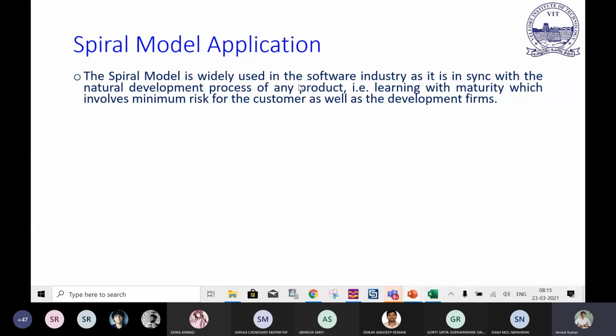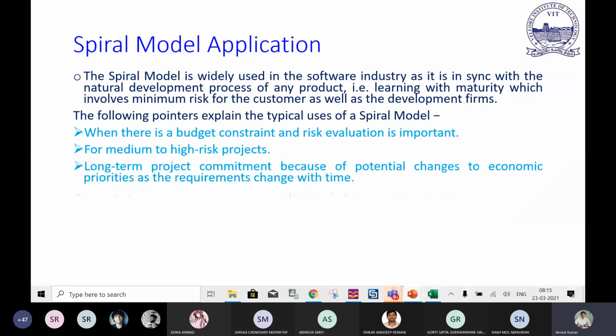When there is a budget constraint and risk evaluation is important, you can use this one. Because what would happen, the idea is not clear, technology is rapidly changing, then you have to opt for this model. Modifications and some amendments are possible at any stage, so you can opt for this one. It suits medium to high risk projects. If you are doing a low budget project, you have to make proper documentation and calculate everything, follow the waterfall model, but that could be useful for a small project.